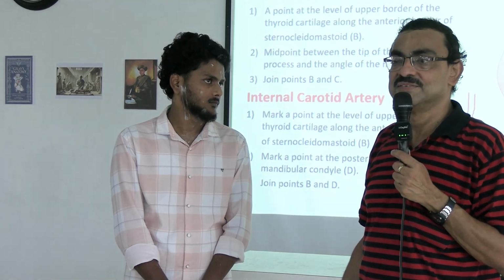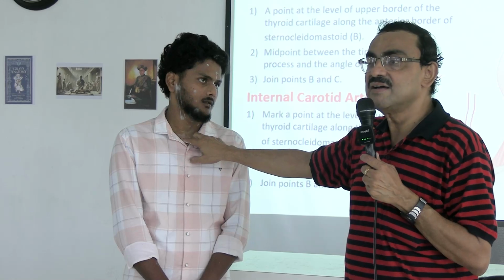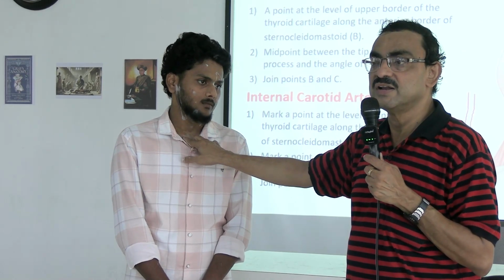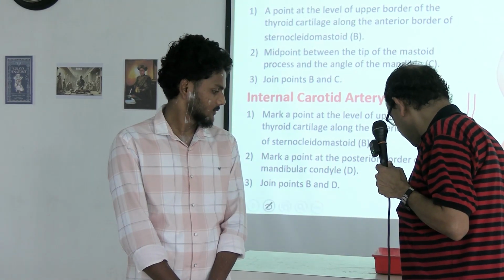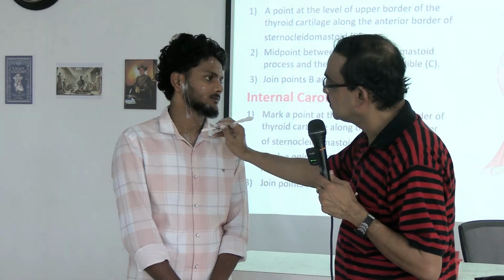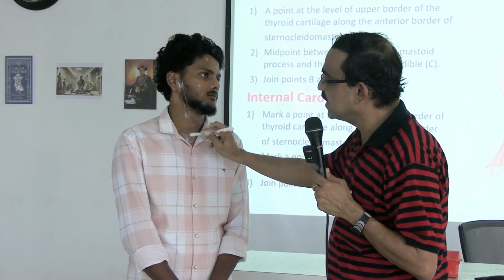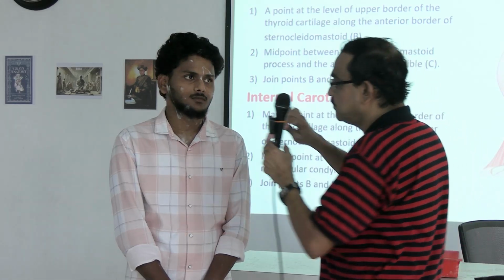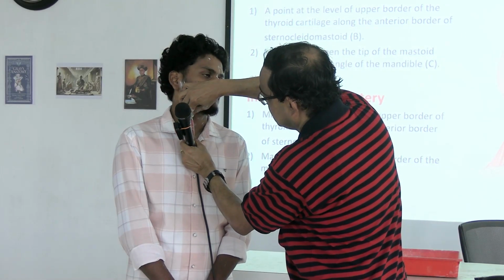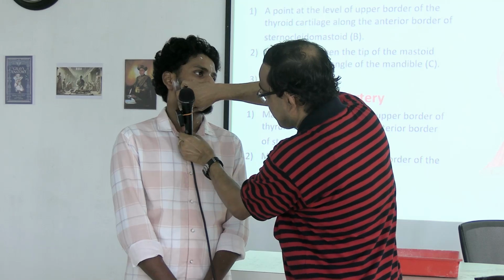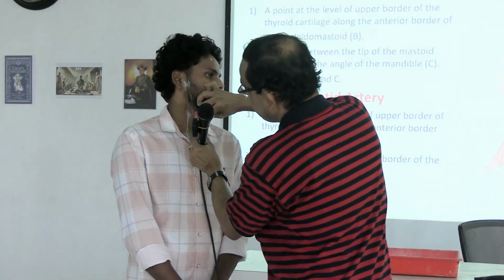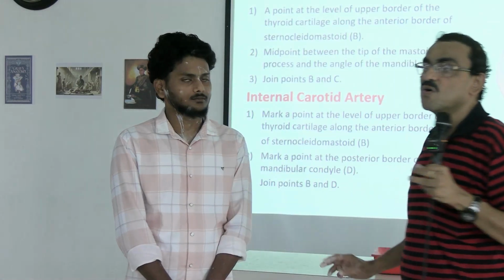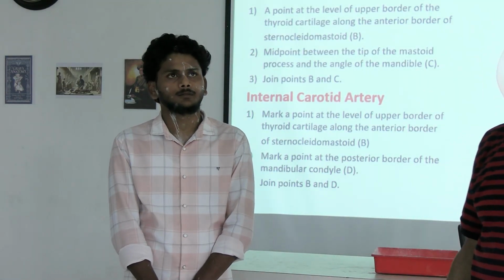Now common carotid. One point at the sternoclavicular joint. One point at the sternoclavicular joint. Here a point. And another point at the upper border of the thyroid cartilage. So we can put two lines. That is the common carotid, right common carotid artery.